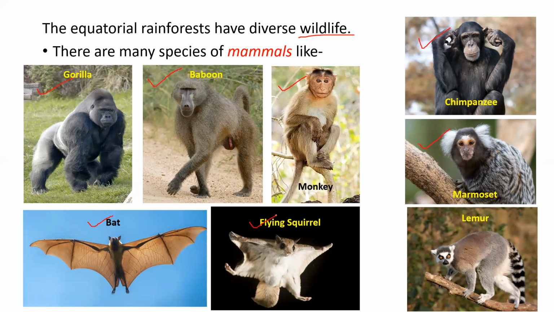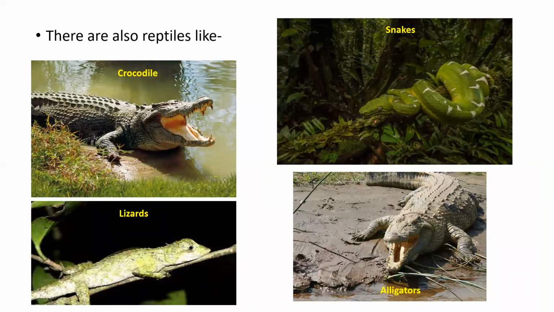The flying squirrel looks a little like a bat because it has a kind of wing attached from its hands to its legs. And lemur. Lemur is also another kind of animal. All these animals come under the category of mammals. They are all mammals that walk on their hands and legs. Apart from the mammals, we also have reptiles, like the crocodile, snake, lizards and alligators. So these are also found in the equatorial rainforests.